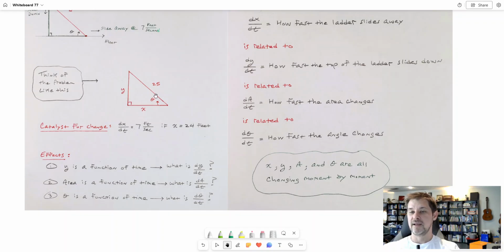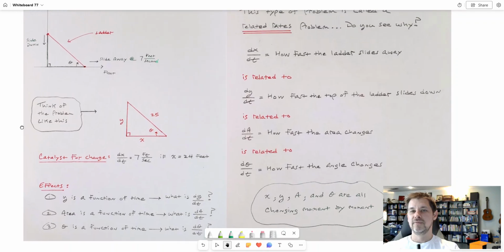And theta, that angle there, is also a function of time. So d theta over dt is out there somewhere. d theta over dt is the derivative that tells me how this angle is changing in time. It tells me how it's changing moment by moment, okay?